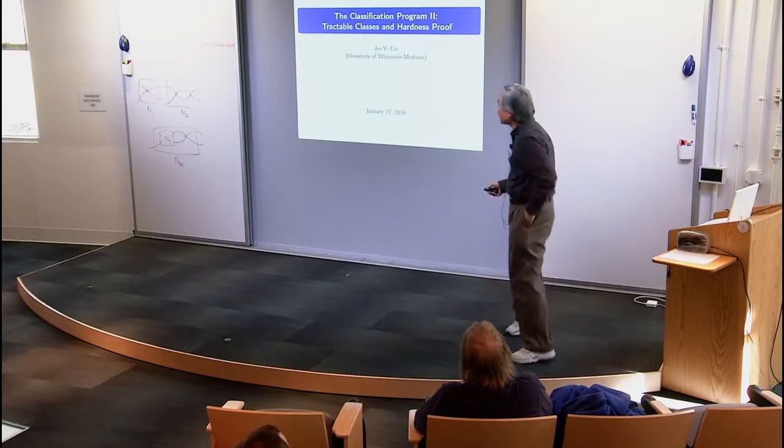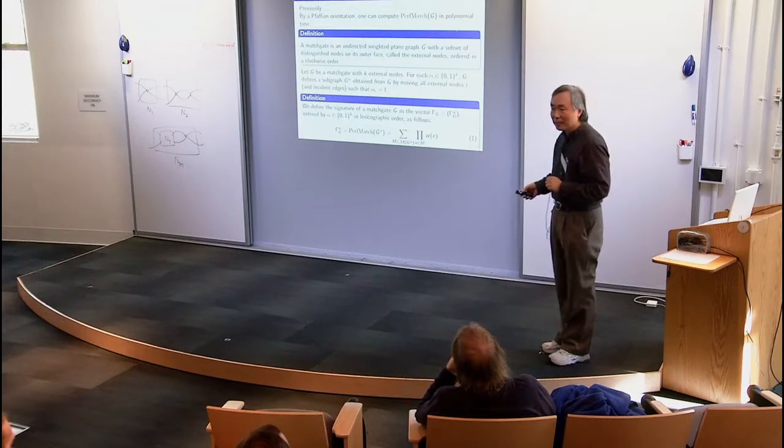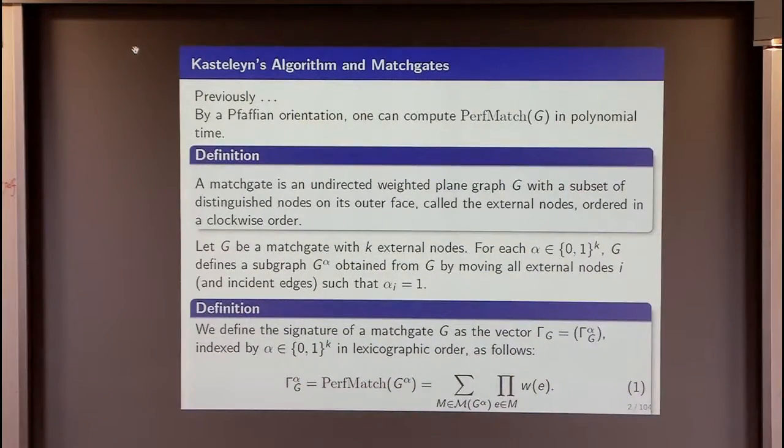So let me just recap where we left off last time. The thing coming from last time was that the perfect matching on planar graphs can be computed if you have a Pfaffian orientation, and that's the case if it's a planar graph. And then we defined what's called a matchgate, which is basically a planar graph with some external nodes. And for each matchgate, we define a signature, or a tensor, or a vector of values.